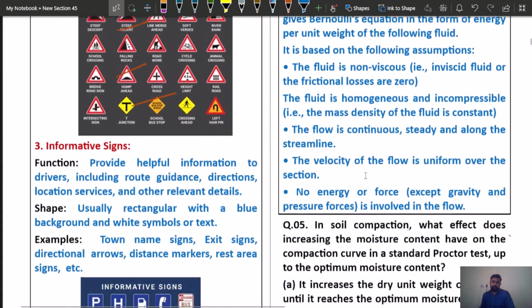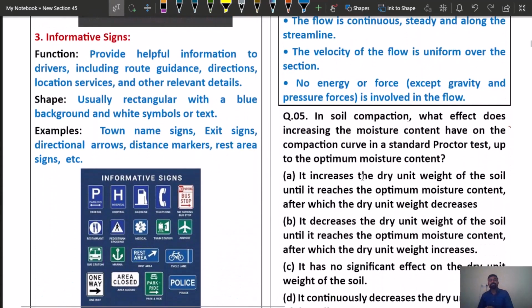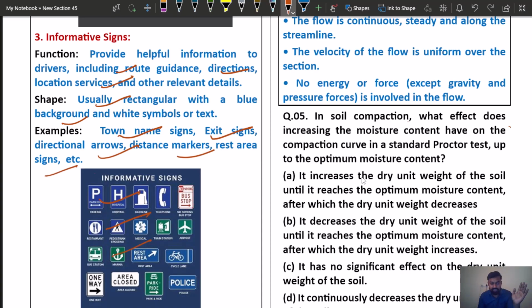If you are talking about informatory signs, these signs are provided on the roads to give information about the route, direction, location, etc. for the driver. Okay, if you are talking about the shape, these are usually rectangular with a blue background and white symbol or text. Examples are town name signs, exit signs, directional arrows, distance markers, rest area signs, etc. So you can analyze here.